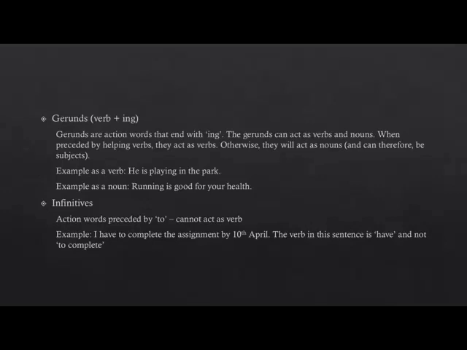So whenever you have an infinitive in a sentence, your verb is something else. Your infinitive will not be the verb. So you will have some other word that will be acting as a verb and not the infinitive. For example, I have to complete the assignment by 10th April. Now, complete is an action word, but complete is not the verb because it is preceded by to. And our verb in this sentence is what? Our verb is have.